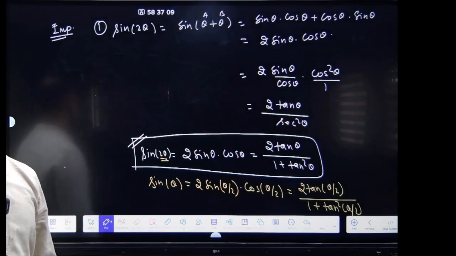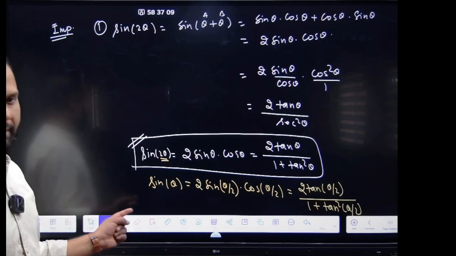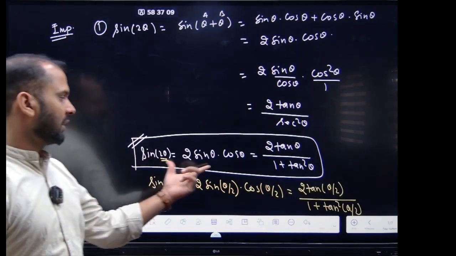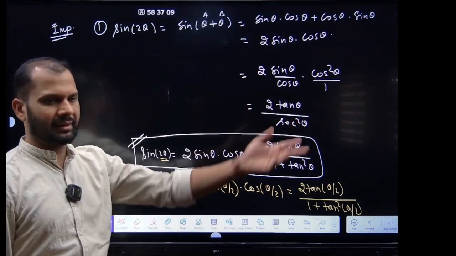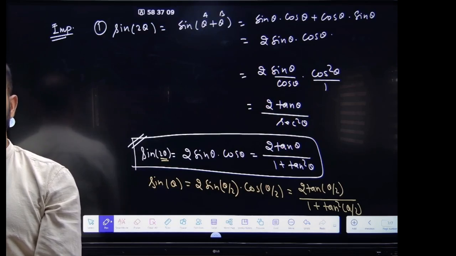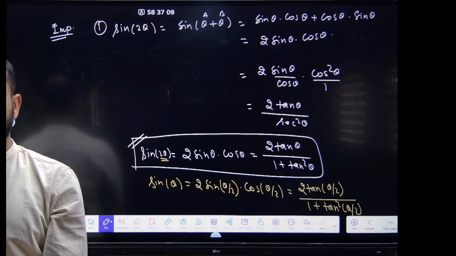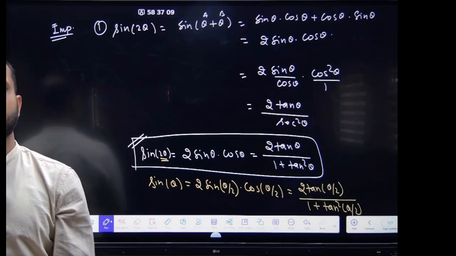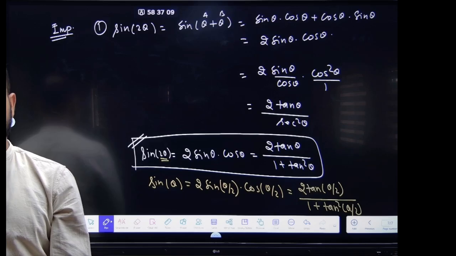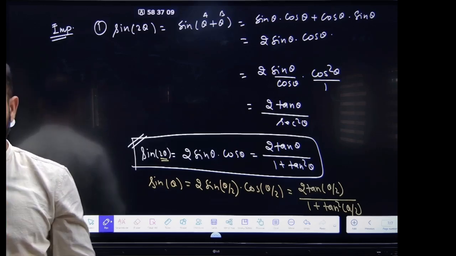Same way, I will be writing cos 2 theta. Try to write the cos 2 theta formula. Should I move to the next? So this bracketed one is important, you remember this; the calculation you can leave, it is not needed. Similarly, cos 2 theta is theta plus theta, right? Apply the formula cos A cos B minus sin A sin B. Here A and B are both theta, so what will you get? Cos square theta minus sin square theta, yes or no?